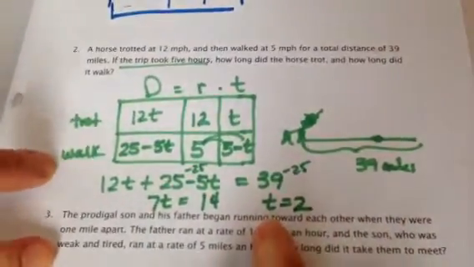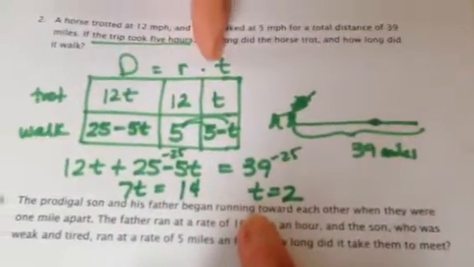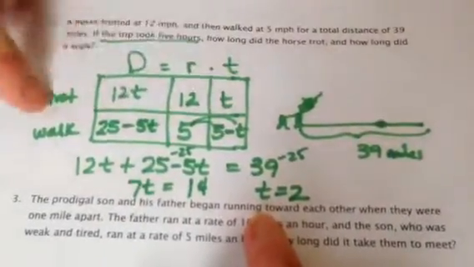Now let's see. What did it ask? Before I even look at what it asked, let's see what I found. T is 2. That's the amount of time that the horse trotted.